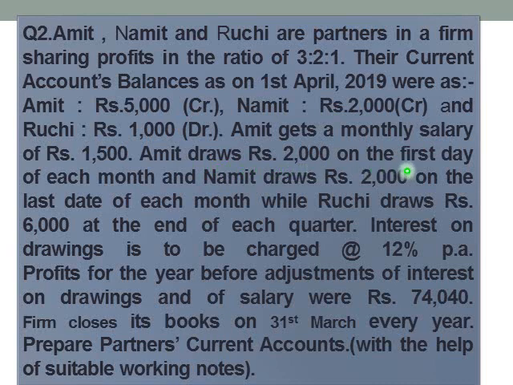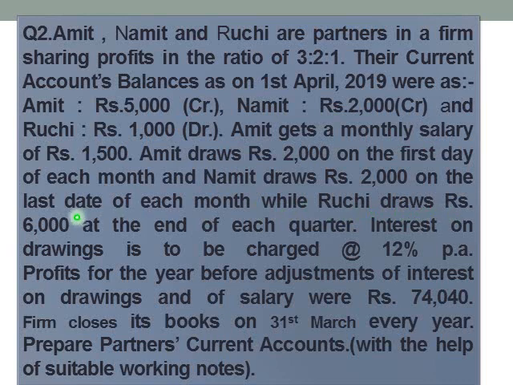Amit draws rupees 2000 on the first day of each month. First day of each month means his first drawing will be on 1st April, then 1st May, 1st June. Likewise, his last drawing will be on 1st March. Namit draws rupees 2000 on the last day of each month. Last day of each month means his first drawing will be on 30th April, then 31st May, 30th June, and likewise his last drawing will be on 31st March 2020.